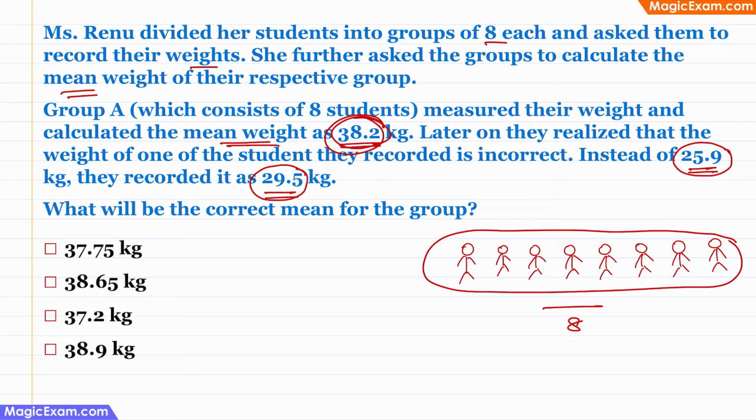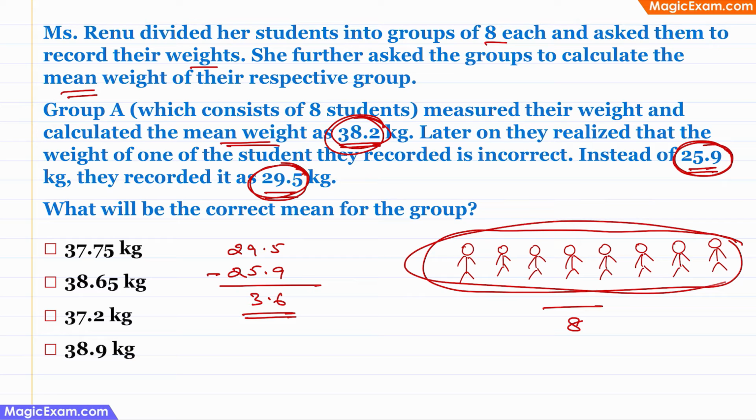There are multiple ways of solving this problem. There is also an algebraic method where we take x and we do the calculation, or there are some other methods as well, but we will look at probably one of the simplest methods. So understand the problem. Here the weight has been taken as 29.5 instead of 25.9. So what is the actual increase? So 29.5 minus 25.9 will give us 3.6. So the total has increased by 3.6, which means that the average has increased by 3.6 divided by 8, because we divided the total by 8.